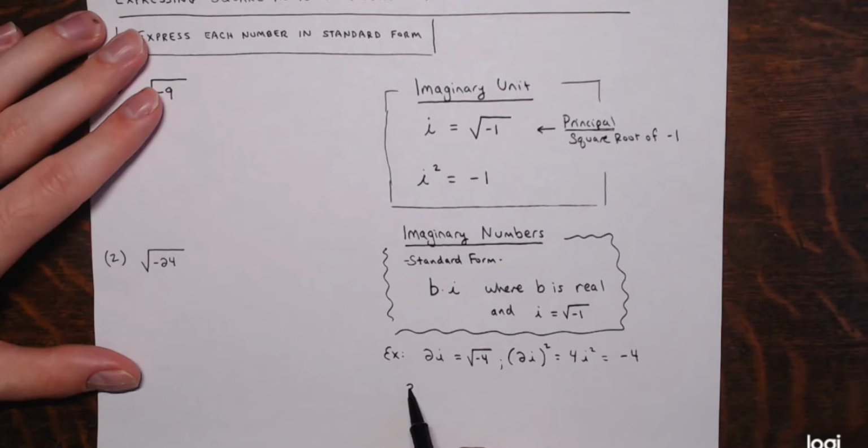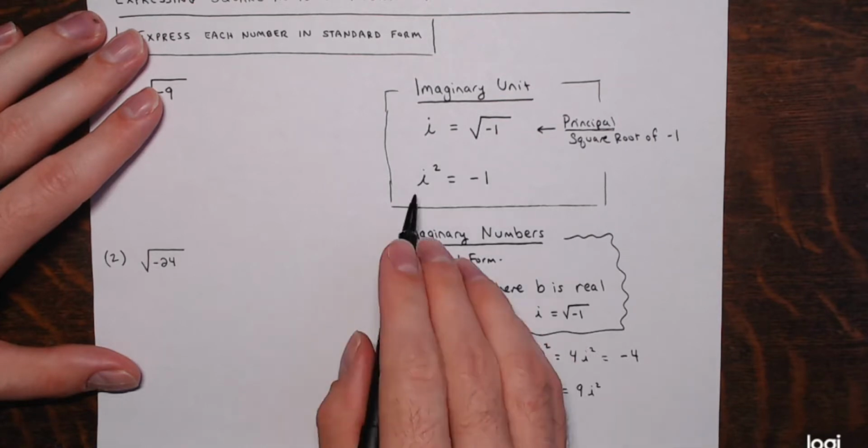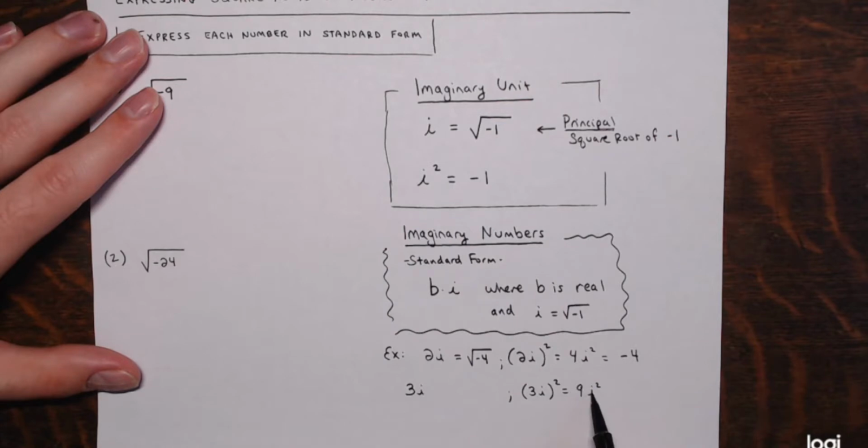Another example, 3 times I. Again, just a real number times I is called imaginary. Now, if you take 3i and square it, you'd get 9 times I squared. And don't forget that I squared is -1. So this is 9 times -1, which is -9. That means 3i is the principal square root, because there's no negative sign in front of it, of -9. When you square it, you get -9.